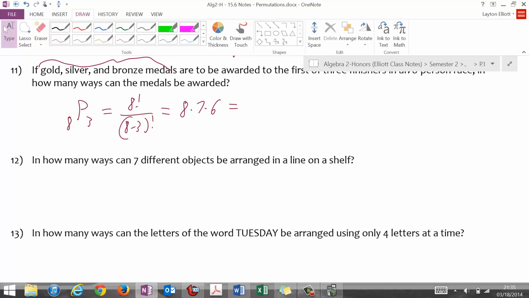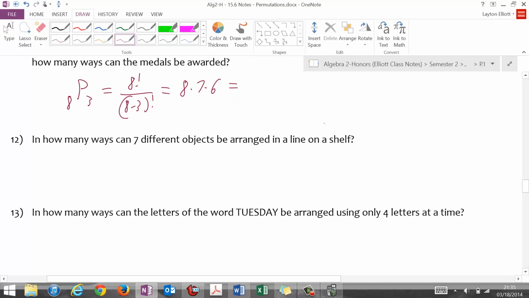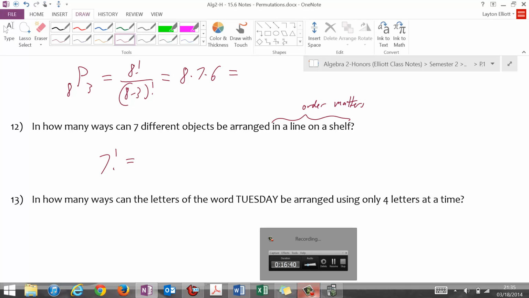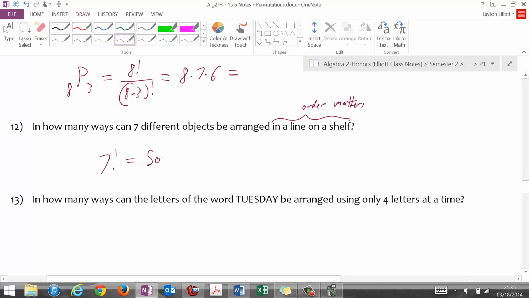So then number 12, we get how many ways can 7 different objects be arranged in a line on a shelf. If there's 7 different objects arranged in a line, I kind of like putting here order matters, meaning each spot is different from the other one. So if they're arranged in a line on a shelf, that's just going to be 7 factorial. And 7 factorial, I believe we already did, was the same as the Voyager example. That is 5040.